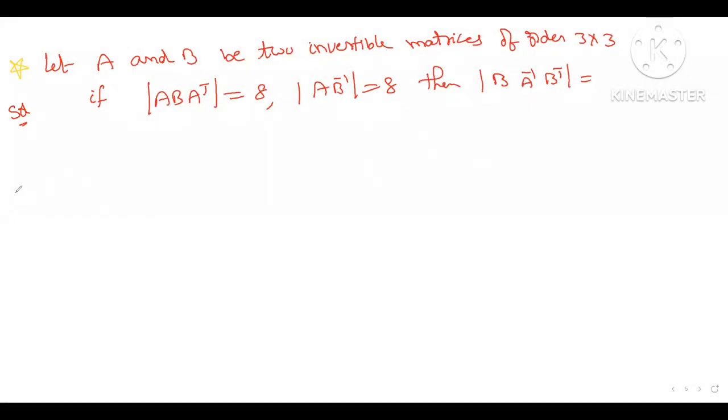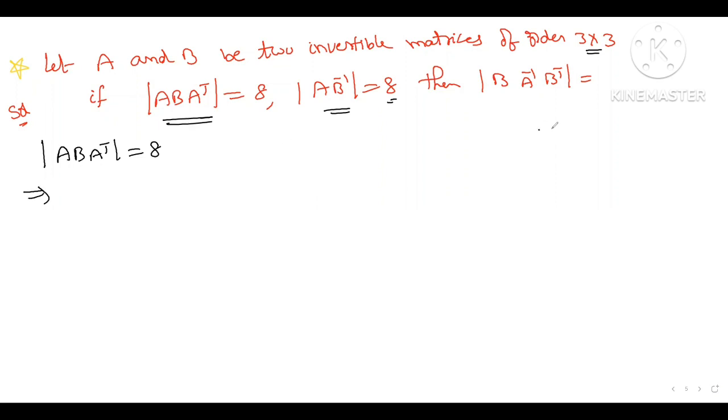Okay, now explain next question. Here A and B are two invertible matrices of order 3 by 3. Two conditions are given. Det of A B A transpose is equal to 8. Det of A B inverse is equal to 8. Then find out det of B A inverse B transpose. So what is the statement here? Det of A B A transpose is equal to 8.